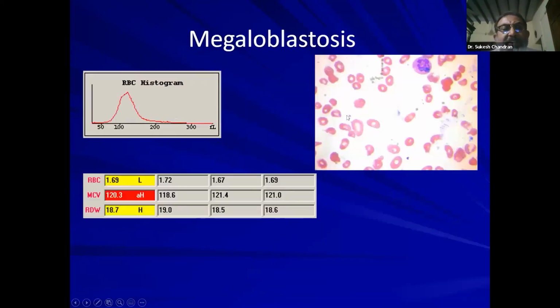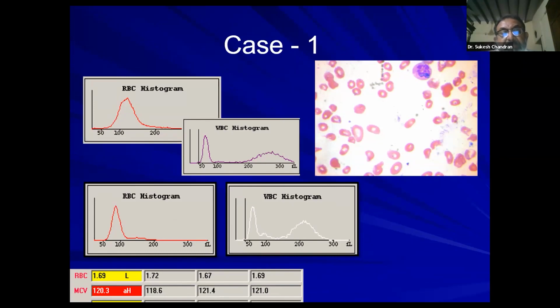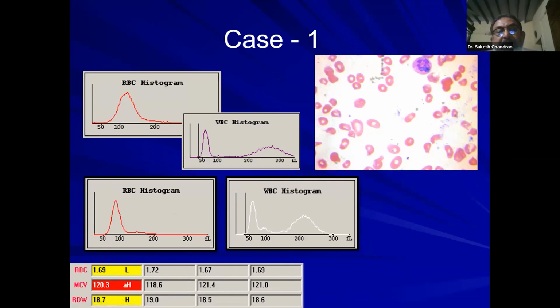Now, coming back to megaloblastic things, we said MCV more than 120 means megaloblastic anemia. But where are the hypersegmented neutrophils? We saw the white cell histogram. Now look at the patient and compare to a normal control. The blue histogram is the patient's, and the normal person is the white histogram. Compared to the normal, there are more neutrophils after the 300 femtoliters mark.